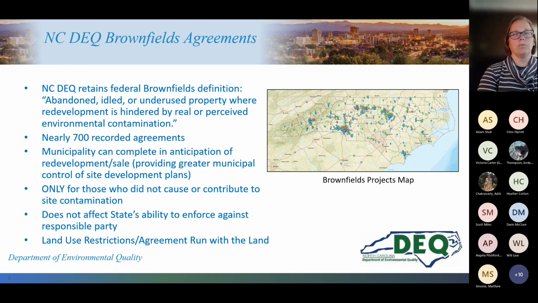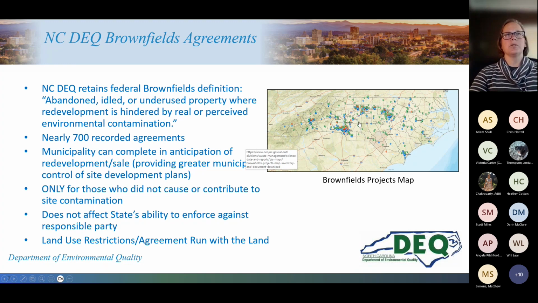If there's somebody already, like a community we're working with that actually has bankruptcy funds from a company that went out of business, they're able to continue to do the assessment work needed under those bankruptcy funds while the community is taking ownership and moving the property forward during that process as well. As I mentioned, the land use restrictions do run with the land, so the next property owner still has to comply with the same requirements.